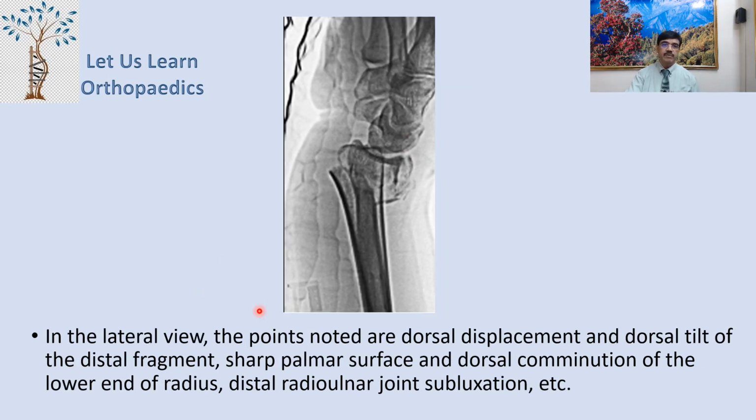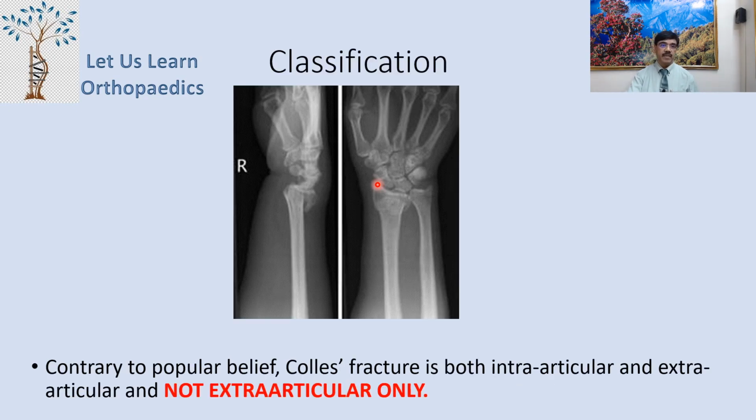In lateral view, the points to be noted are the dorsal displacement of the distal fragment along with the dorsal tilt, the sharp palmar edges and dorsal comminution, and we should also look at the inferior radioulnar joint, whether it is subluxated or not.